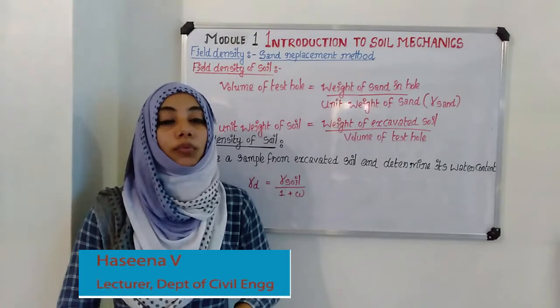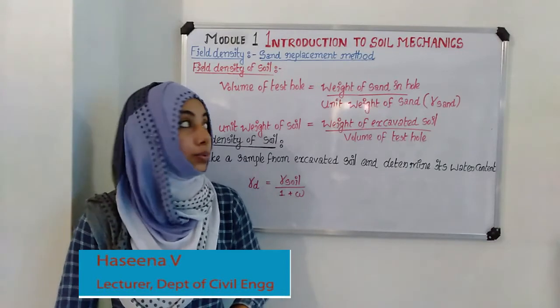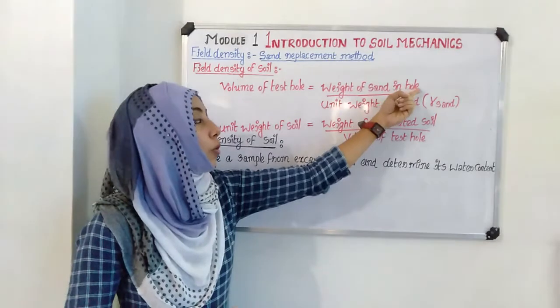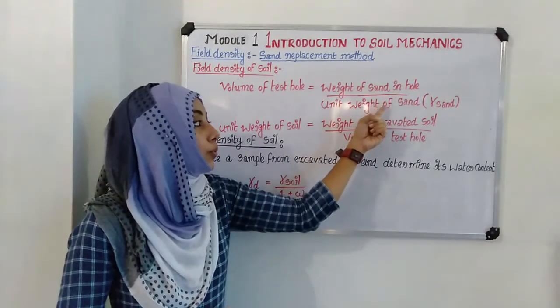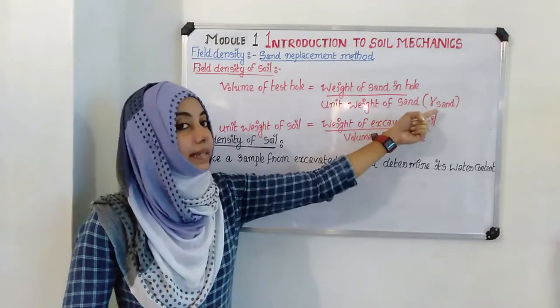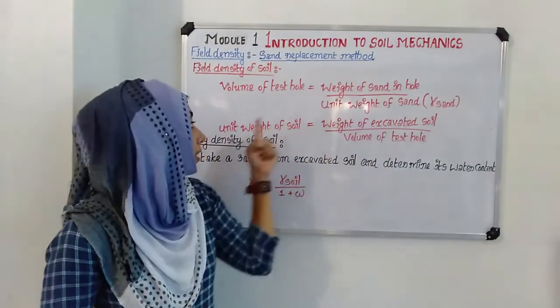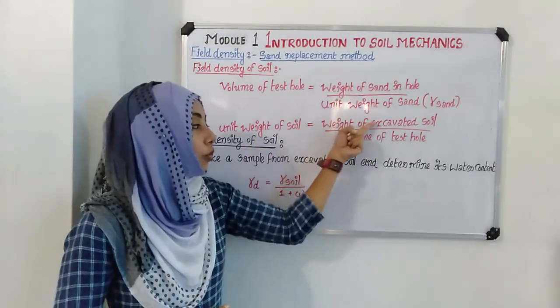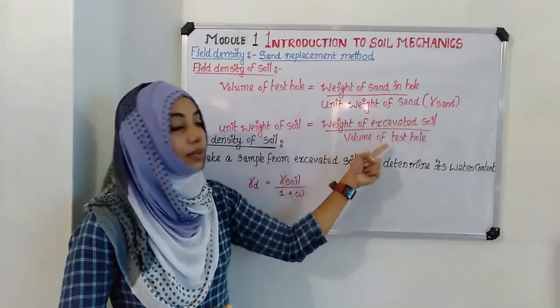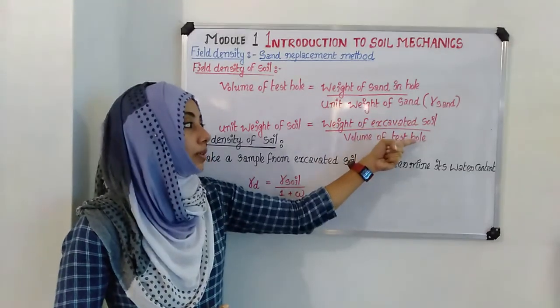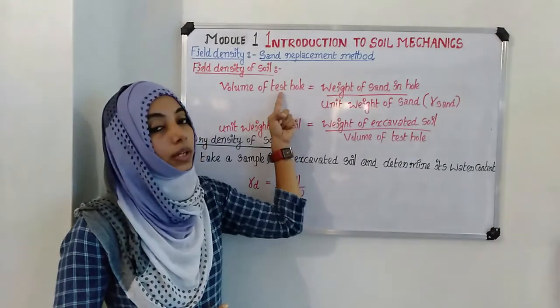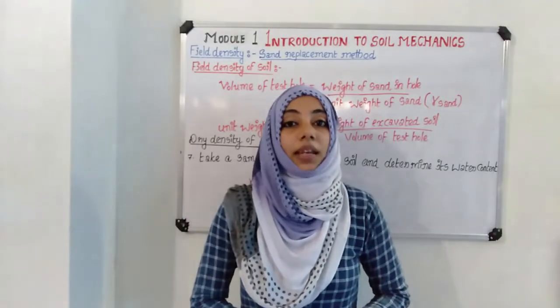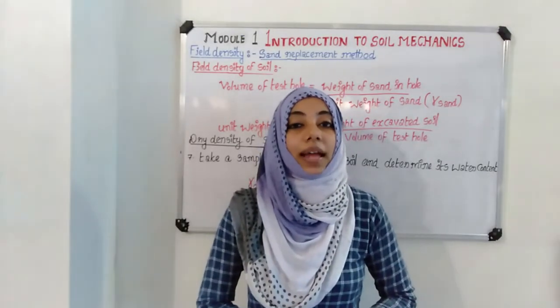Then volume of test hole is equal to weight of sand in hole divided by unit weight of sand, that is gamma sand. Then unit weight of soil is equal to weight of excavated soil divided by volume of test hole, that is what we have calculated here. Then we can calculate dry density of soil.